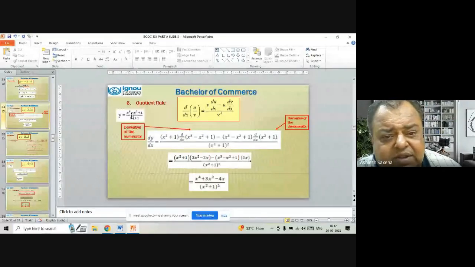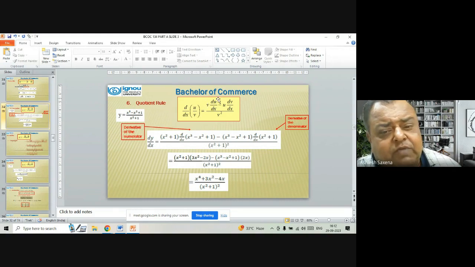Your u is x cube minus x square plus 1 and your v is x square plus 1. Straight away what we are doing? Squaring, because in the formula it is squared. Whatever has been squared has to be brought back to the numerator. It will be du by dx minus the second function into the derivative of the first. So here we have numerator upon denominator.